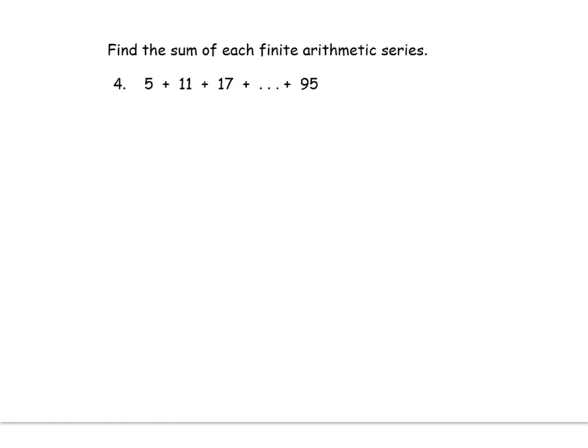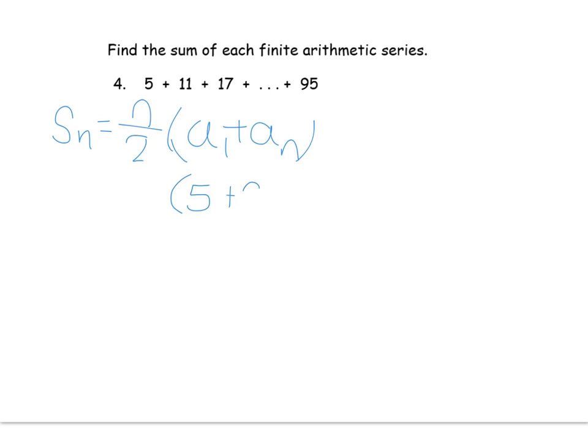So this example looks much like the homework that you guys started yesterday. It says to find the sum of each finite arithmetic series, and we're going to start by looking at the formula. So let's substitute the things that we know into the formula. I know that A1 is 5. I know that AN, my last term, is 95. But I don't know how many numbers we are adding up.